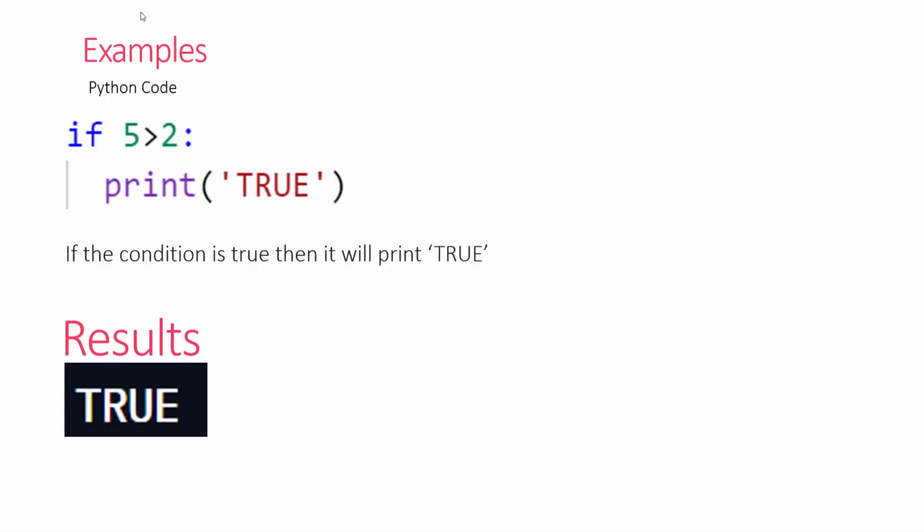So here are some real Python examples. In the first line of code, we have if 5 is greater than 2, print true. Now the results are very common sense. It will be true because 5 is greater than 2.